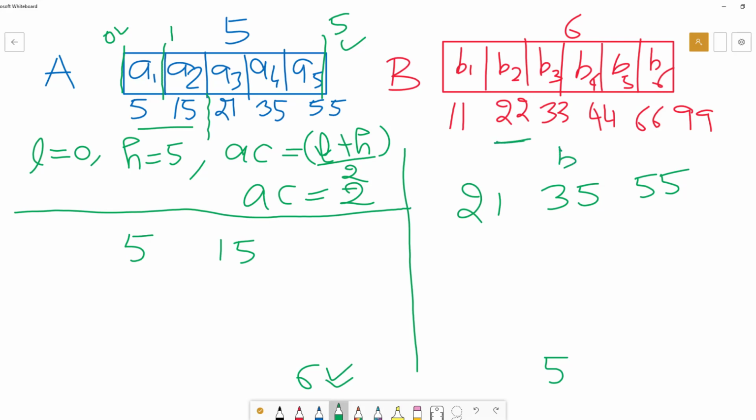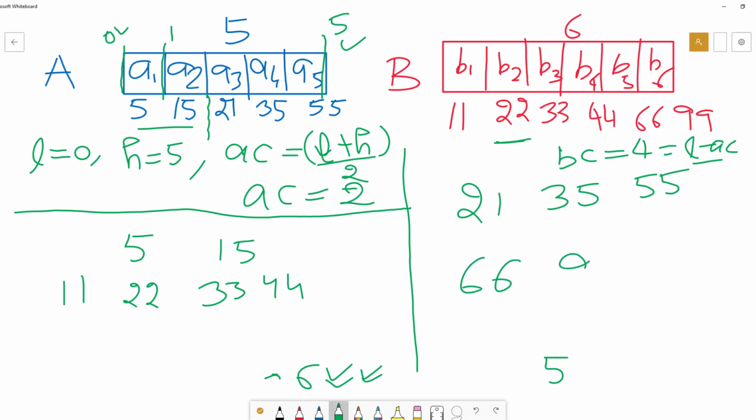So here the partition for B will come out to be 4, and that is equal to the number of elements required, len minus AC. So BC is being derived from AC. This 6 minus 2 gives us 4. So we are saying 4 elements of B will come to the first part. Those 4 elements of B are 11, 22, 33 and 44. Now the remaining B elements are 66 and 99.